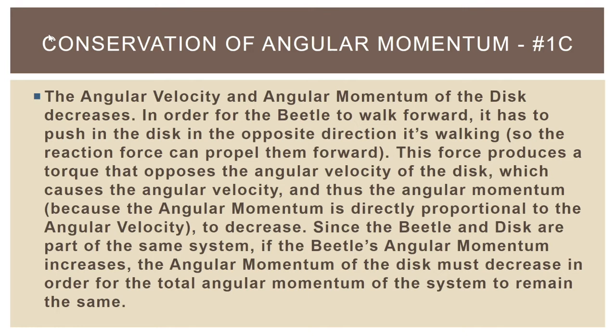Here's the deal. In order for the Beetle to walk forward, it has to push on the disk in the opposite direction it's walking, so the reaction force can propel the Beetle forward. This force produces a torque that opposes the angular velocity of the disk, which causes the angular velocity, and thus the angular momentum, because the angular momentum is directly proportional to the angular velocity, to decrease. Since the Beetle and the disk are part of the same system, if the Beetle's angular momentum increases, the angular momentum of the disk must decrease in order for the total angular momentum of the system to remain the same.